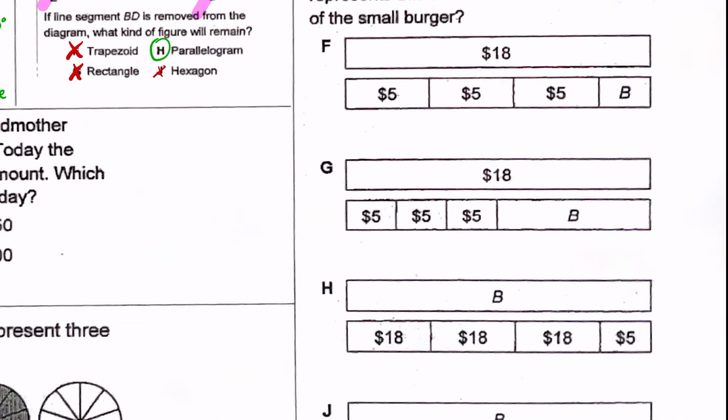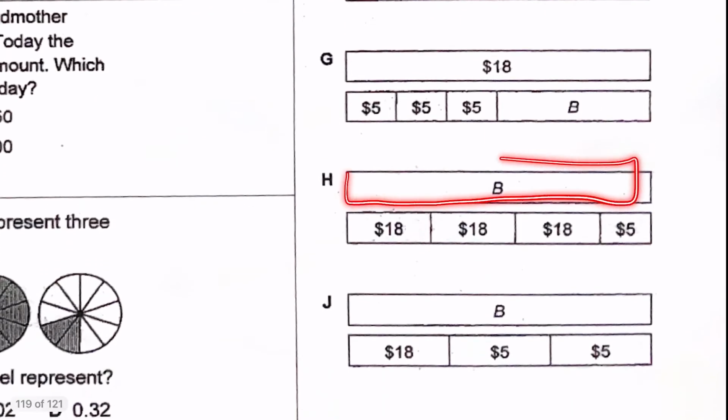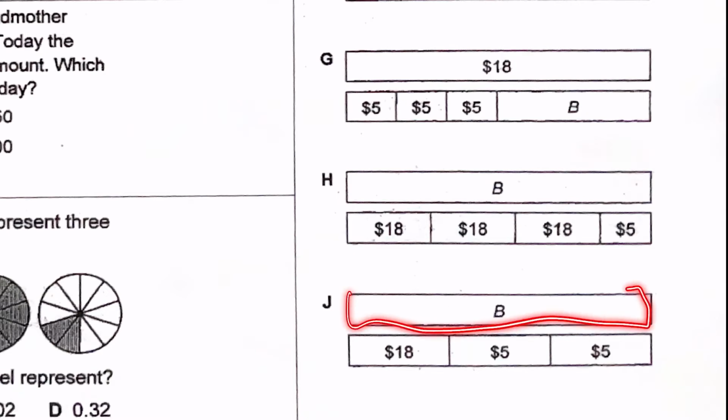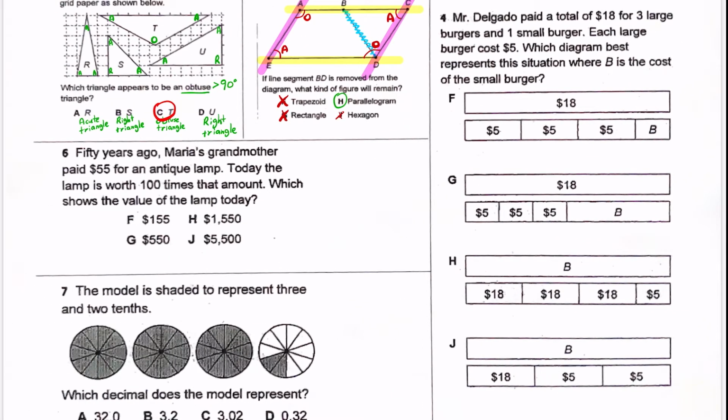So F says that this one is the cost of the small burger. This one, G says that this one is the cost of the small burger. This one right here says that that one is the cost of the small burger. And this one says that this one is the cost of the small burger. Okay, so for this one, we have to look at important words here where it says that they're paying a total of $18.